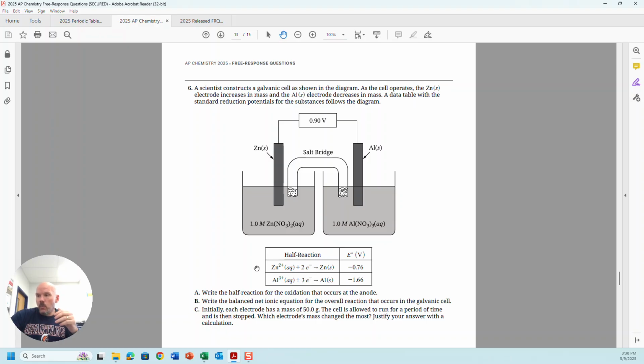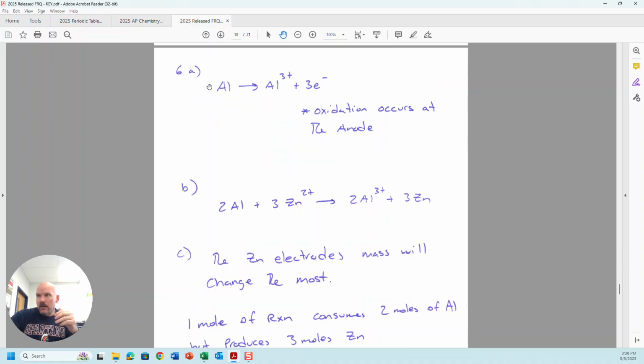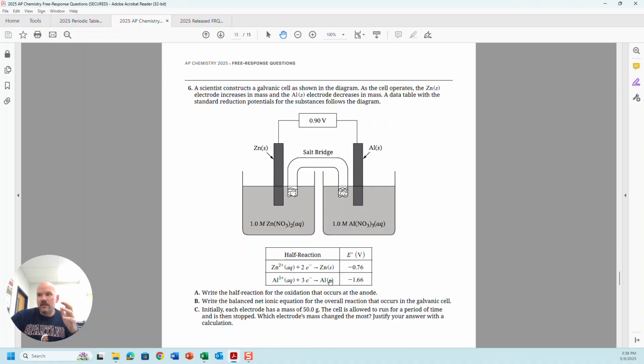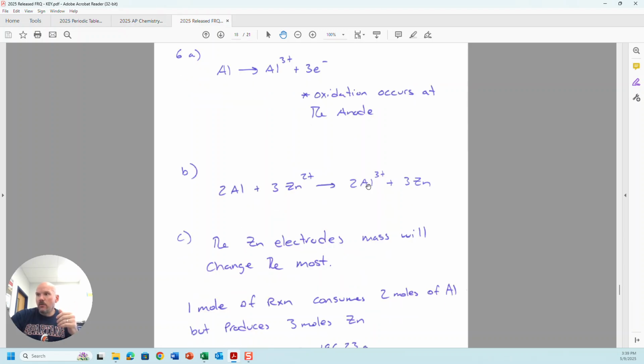So we're gonna have to multiply these coefficients by 3, and we're going to have to multiply these coefficients by 2, so we end up with 6 moles of electrons canceling out completely. So you're going to, again, triple this equation, double that equation, then add them up. The electrons will cancel, and this is the overall reaction that's happening. So 2 aluminums plus 3 zinc 2 pluses yield 2 aluminum 3 pluses plus 3 zinc atoms. Okay?